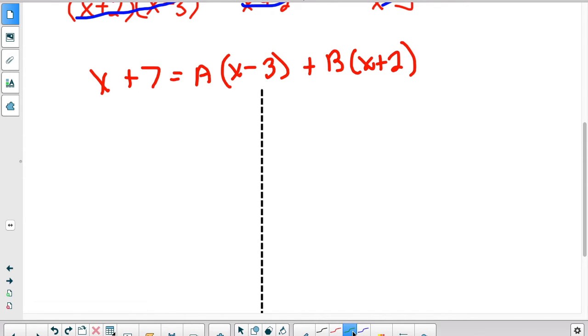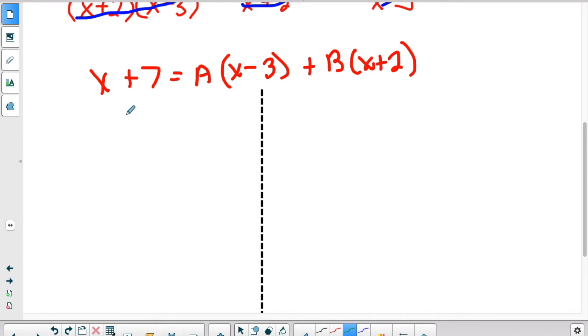Because at this point, any value of x will work for this equation. I could plug in any value of x and these are equal, because this side here is equal to this side here. Any value of x I plug in will work out and make it equal because these two sides of the fraction are equal. This is an equality.